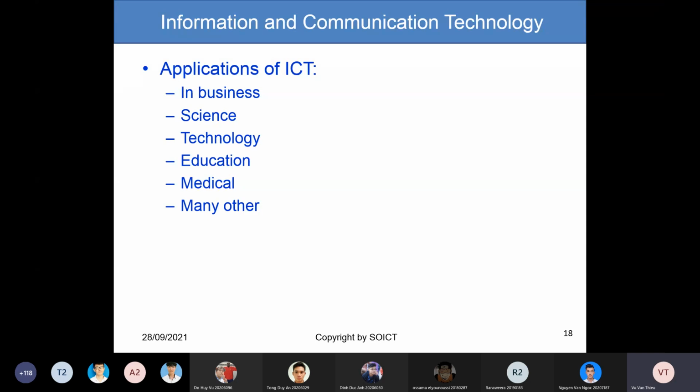The applications of ICT nowadays: ICT is used in most aspects of our life, in business, in industry, in economics, in science, in education, in whatever. So I think ICT is applied in all aspects of our life today, right?